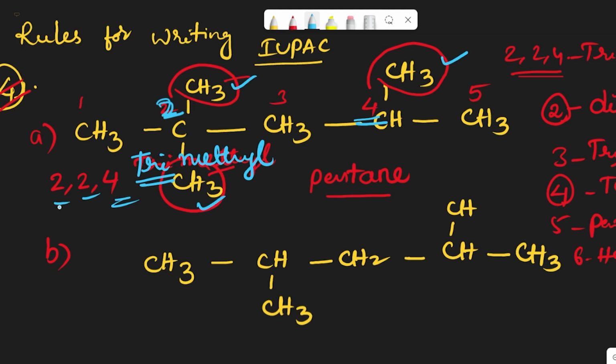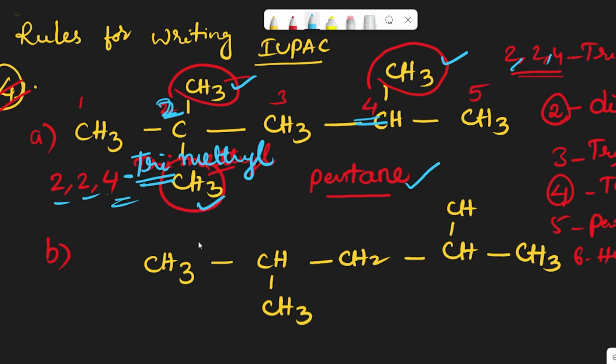So that is why its name is 2,2,4-trimethylpentane. You have to differentiate the numbers by putting commas there. So this is the third rule, very important. And like this, shall we write the name of this compound also?